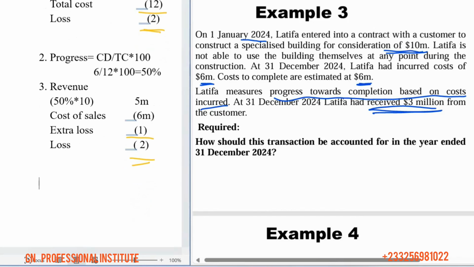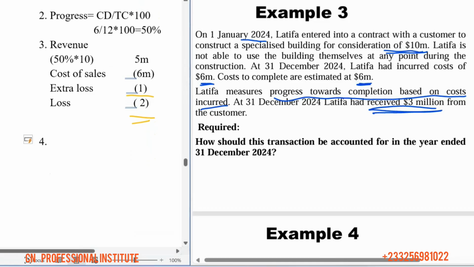Then step 4, let's go to the statement of financial position. In the statement of financial position, you have something we call contract asset or contract liability, and contract receivable or payable. How do we get contract asset or contract liability? We said we pick revenue recognized. If you remember, we looked at it in the previous video. Revenue recognized.